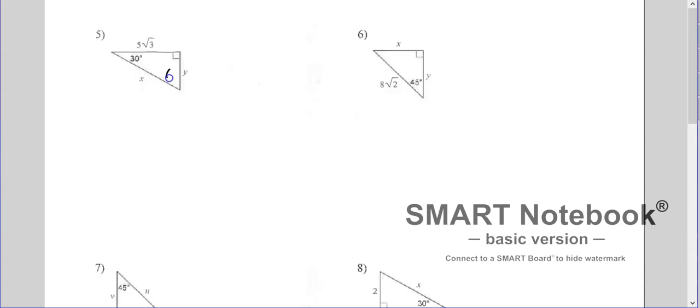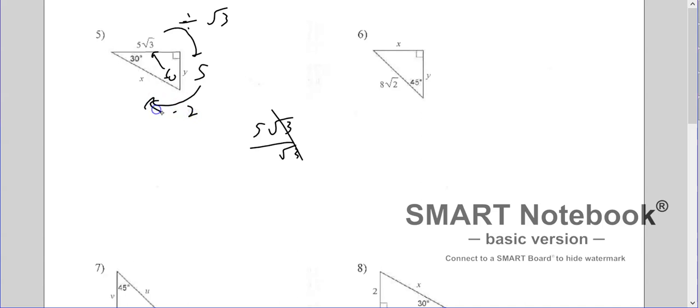Number 5, we have a 30, 60, 90. This time we're given the longer leg. We always want to get to the short leg, okay? So for the short leg, we need to divide this time by radical 3. Well, off to the side, if you do 5 radical 3 divided by radical 3, what happens to these? They cancel, meaning this is 5. And then going from the short leg to the hypotenuse, we simply are going to multiply by 2. So that's going to be 10.